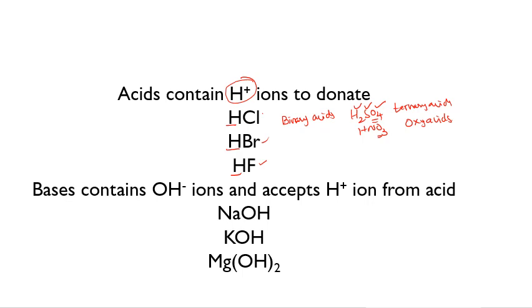So what are bases? Bases contain hydroxide ion, and they accept hydrogen ion from an acid. And the examples are sodium hydroxide, where sodium ion and hydroxide ion combine to form sodium hydroxide, potassium hydroxide, and magnesium hydroxide. Here there is a 2 because magnesium ion has a charge of +2. So when you write the formula, Mg +2 and hydroxide has a charge of -1. When you crisscross, you will get Mg(OH) twice. That's the result. Okay.